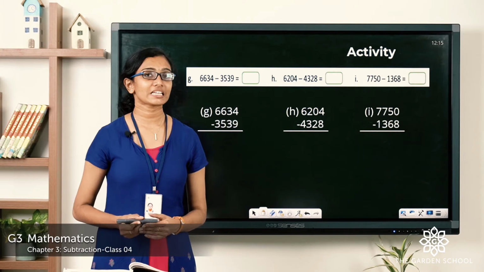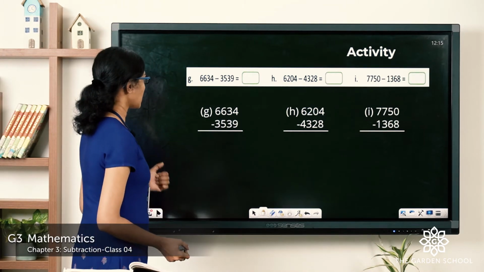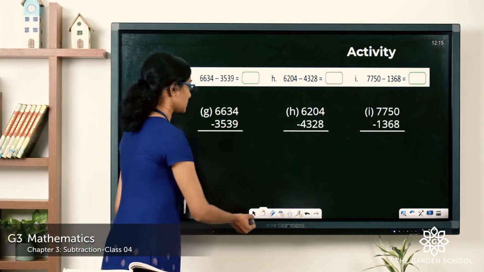Hope you finished finding the differences. Now let's discuss the answers. The first question is 6634 minus 3539. Let's do the subtraction.